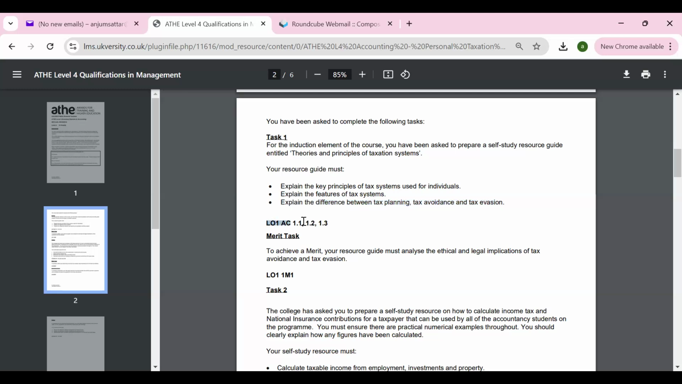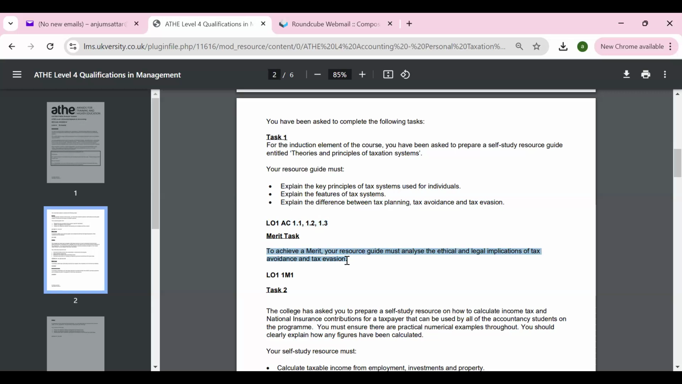So we have LO1, 1.1, 1.2, 1.3, which means our lesson 1. So we can open the lesson 1 slides. Our lesson slides are divided into 1.1, 1.2, 1.3. And if you want to work towards the merit criteria, it is always good to go through the merit criteria. Okay, so please, in terms of the word count, it's just for guidance. The main thing is to meet the criteria.